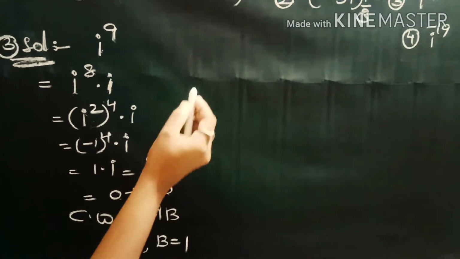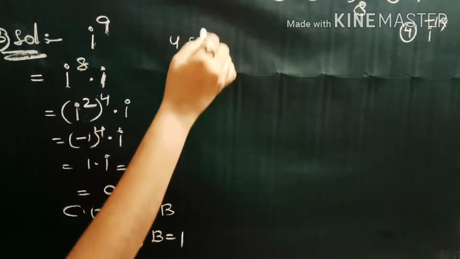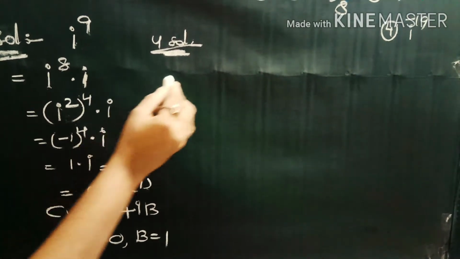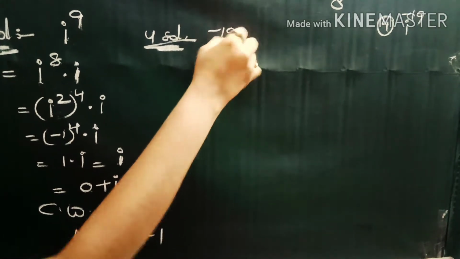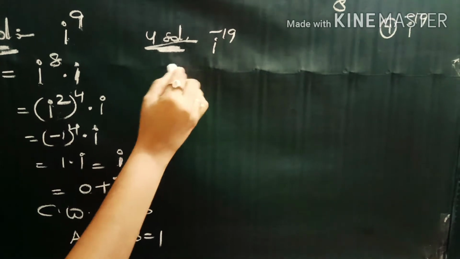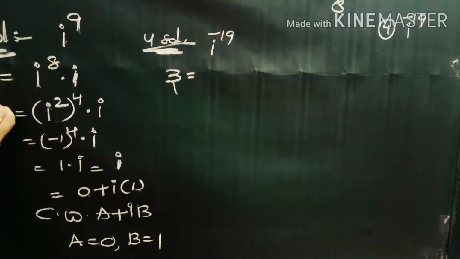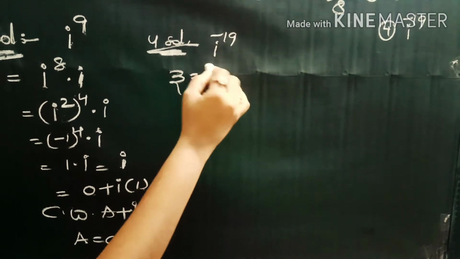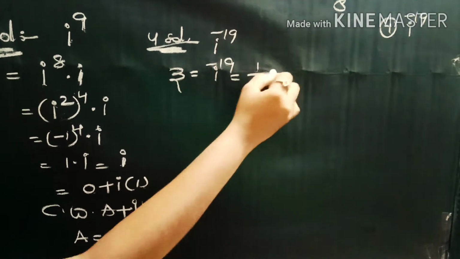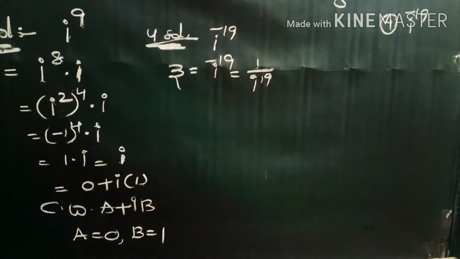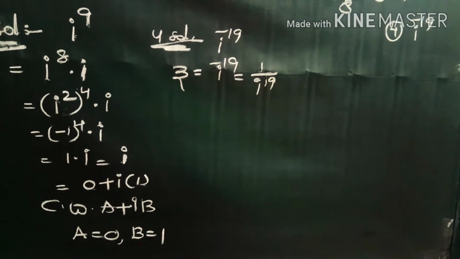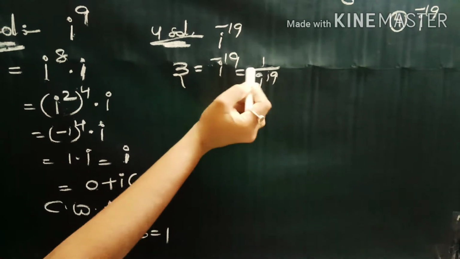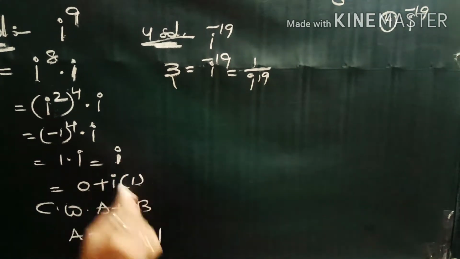Now fourth sum solution. Here the fourth problem is i power minus 19. Here also first we are taking the given number as z. z is equal to i power minus 19, and we write this i power minus 19 as 1 by i power 19, since here we have the negative number in the power. So we are removing that negative number by taking 1 by i power 19.